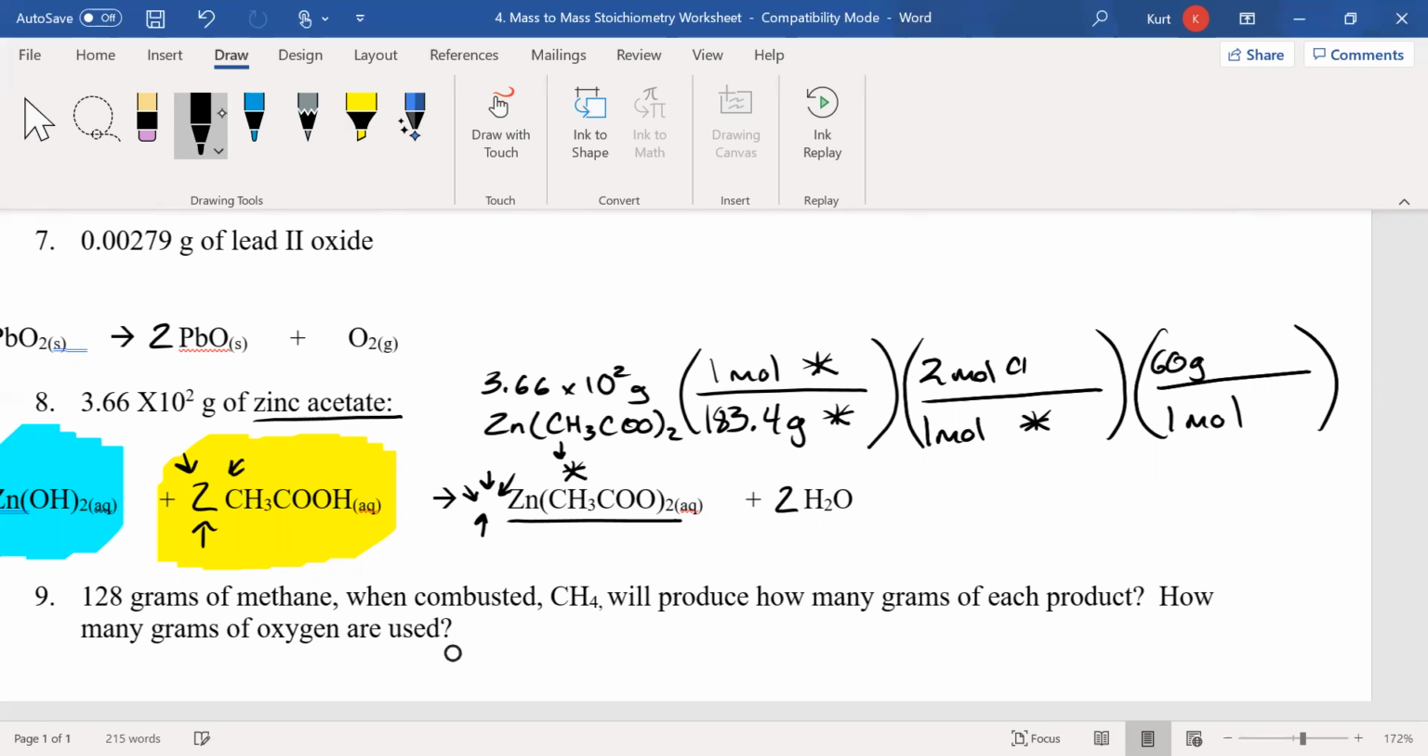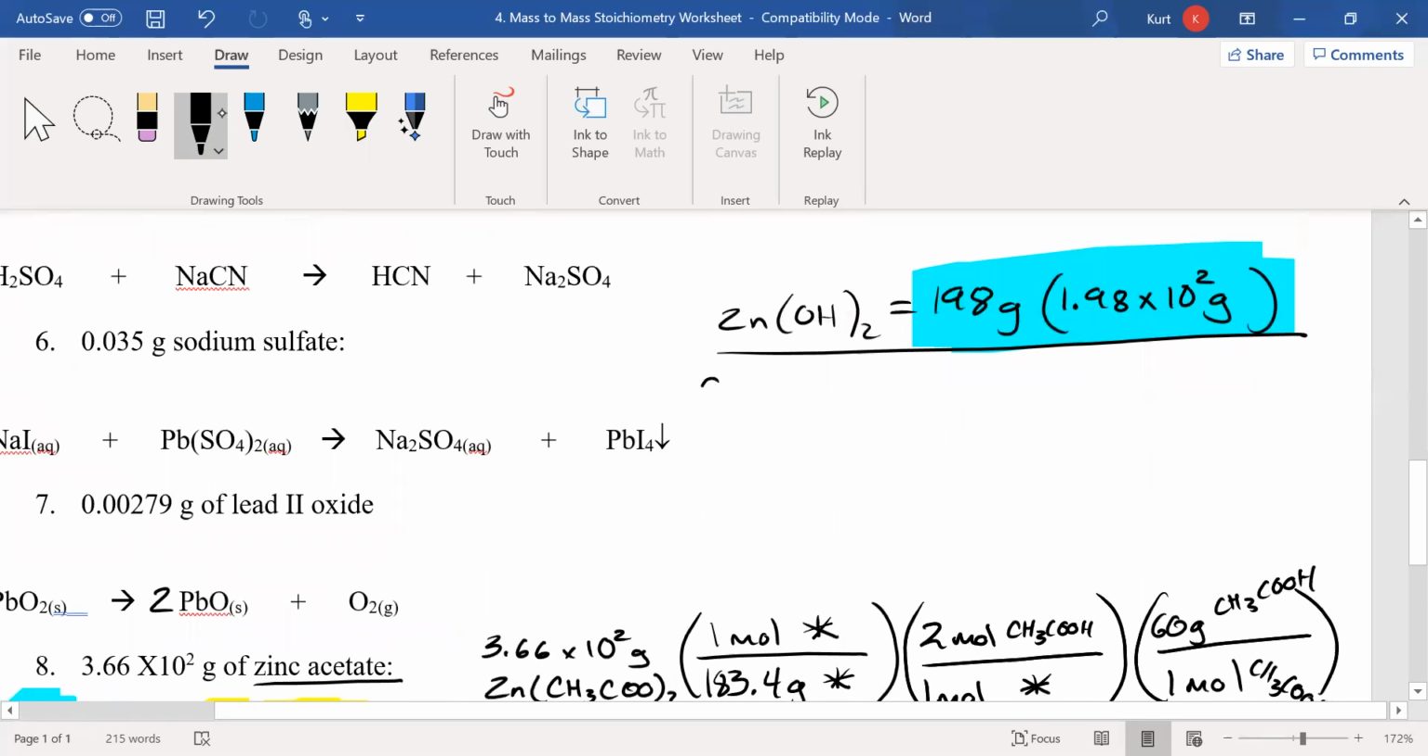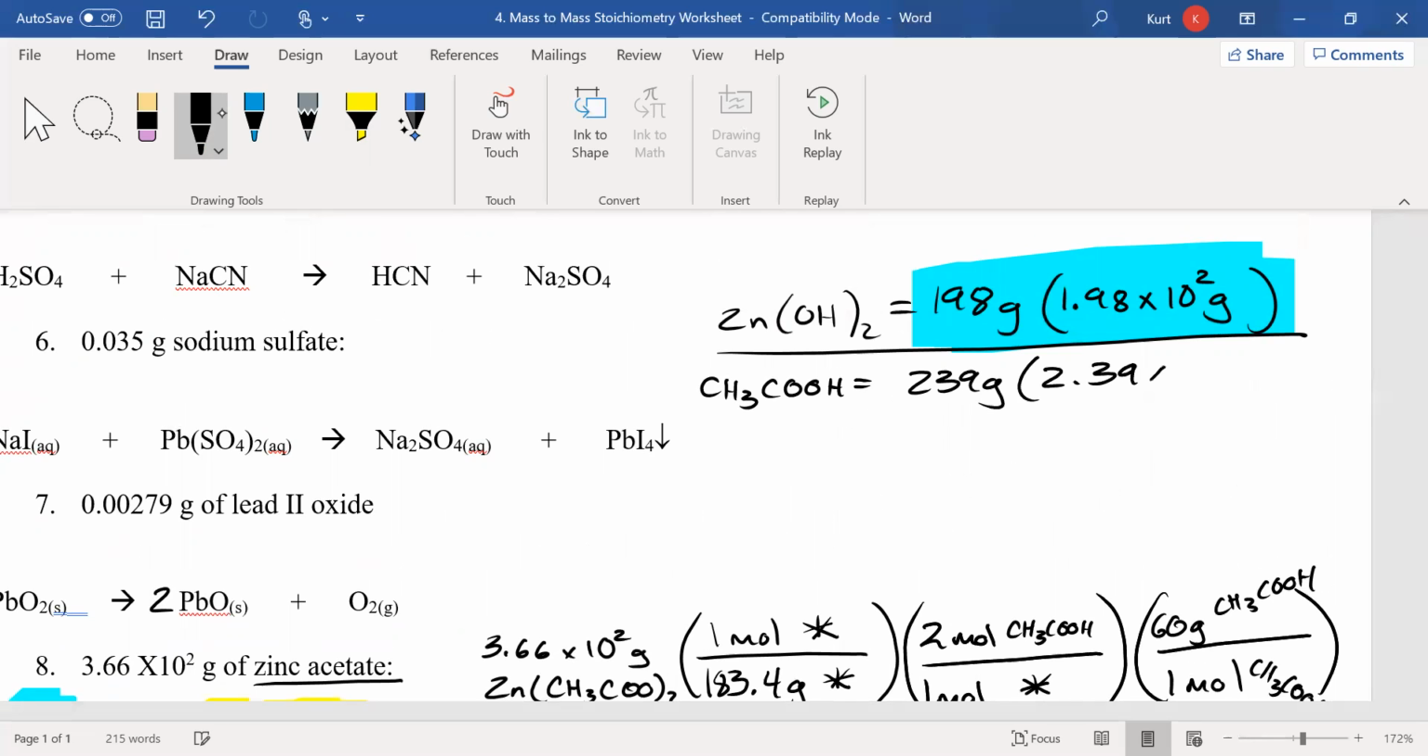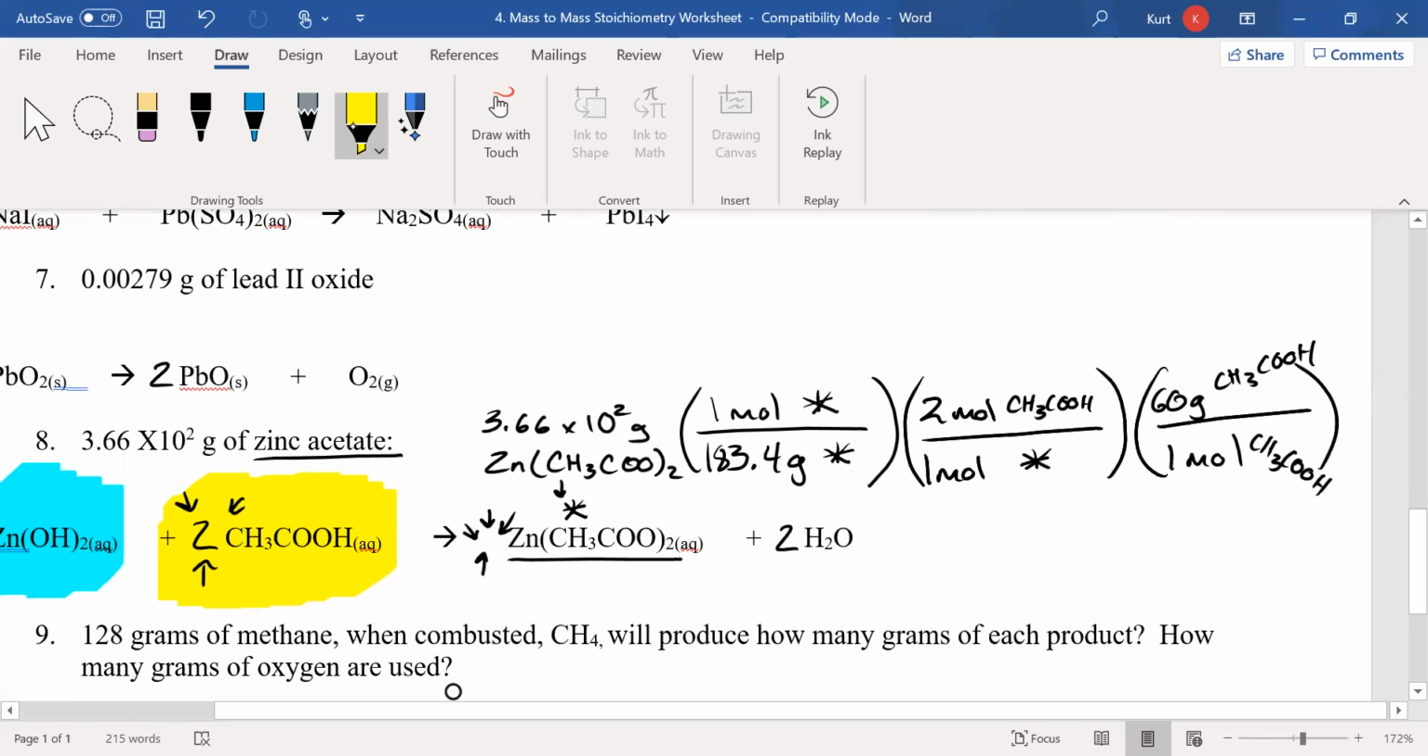Acetic acid is CH3COOH. And over here, you're also going to have CH3COOH. And up here, you're going to have CH3COOH. So the answer I have for CH3COOH is 239 grams, which you can also write as 2.39 times 10 to the second grams. Any questions with that? Did I do that right?